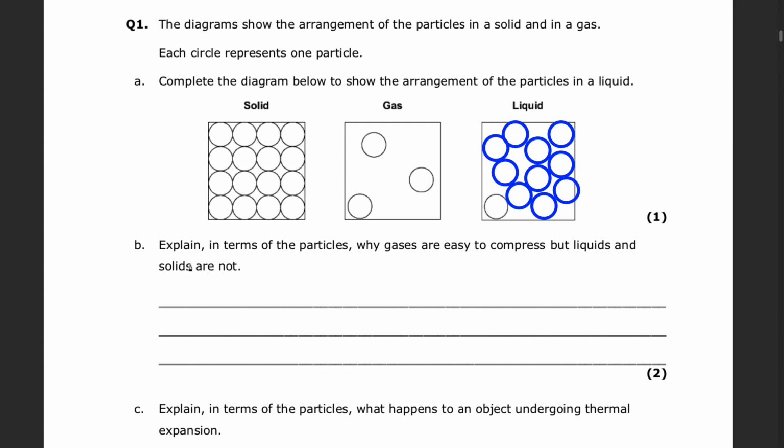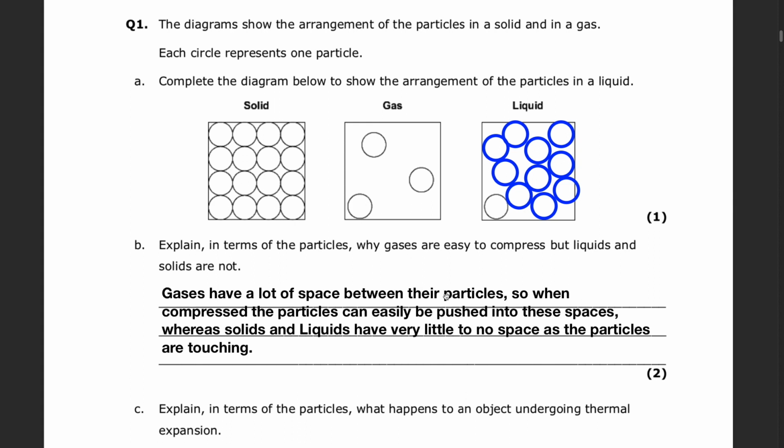So the reason we had said in class that gases are compressible, whereas liquids and solids are not, is that gases have a lot of space between them. So if you apply a force, you can easily push the particles closer together. Whereas with solids, you definitely cannot, because there is no space. And with liquids, it is also extremely difficult because there is very little space between the particles. So gases have a lot of space between their particles. So when compressed, the particles can easily be pushed into these spaces, whereas solids and liquids have very little to no space as the particles are touching.